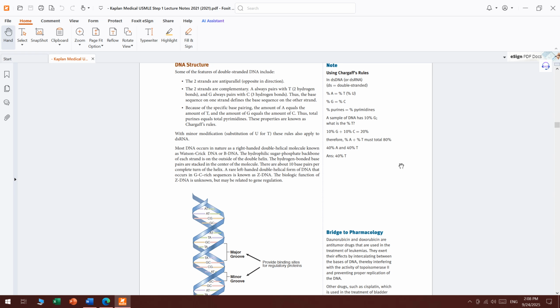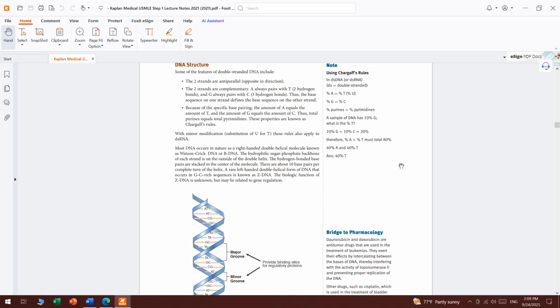There are approximately 10 base pairs per complete turn of the helix. The B-DNA helix also features two distinct indentations along its surface, a wider major groove and a narrower minor groove. These grooves are important binding sites for various regulatory proteins that interact with specific DNA sequences without disrupting the double helix.